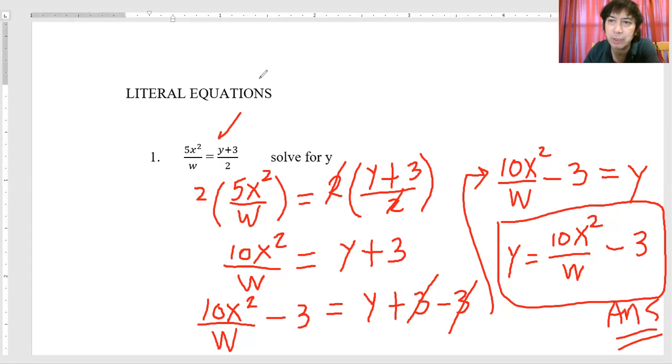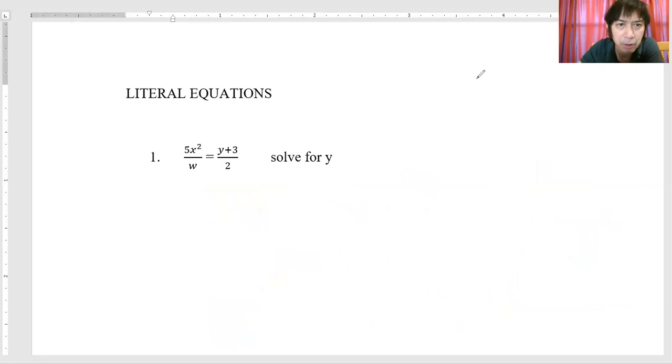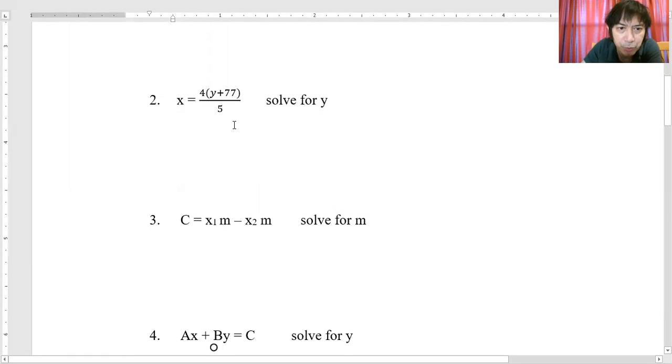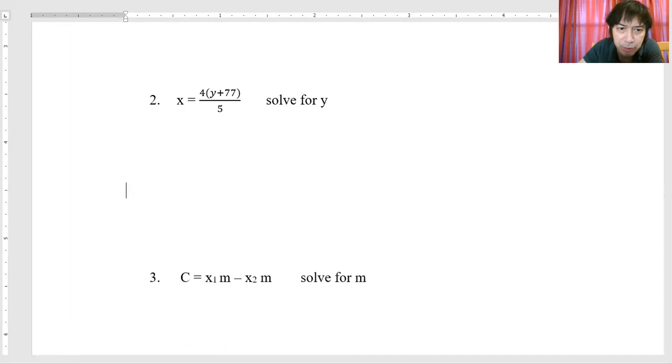All right, let's continue with the second number. Let me clear this out. Okay, and we will just continue with the next number. I'll scroll down. Okay, here's the second number. Let us put the third downwards. We will do that later. All right. Number 2 is here. Let's put this up. Okay. x is equal to 4 times the quantity y plus 77.